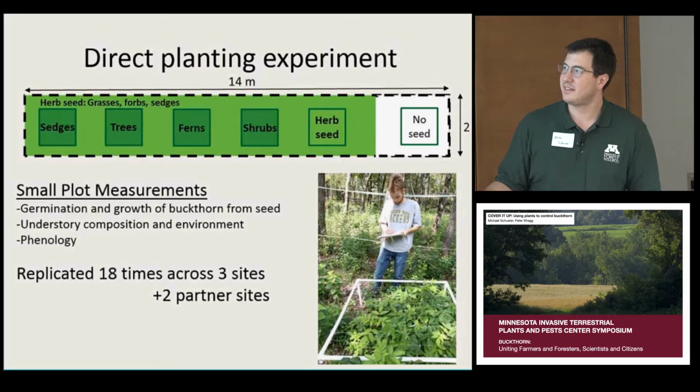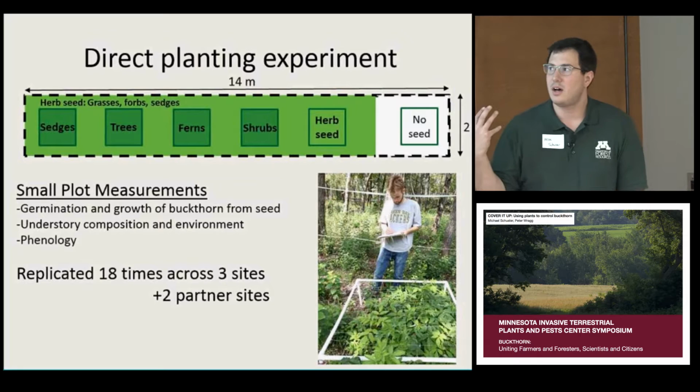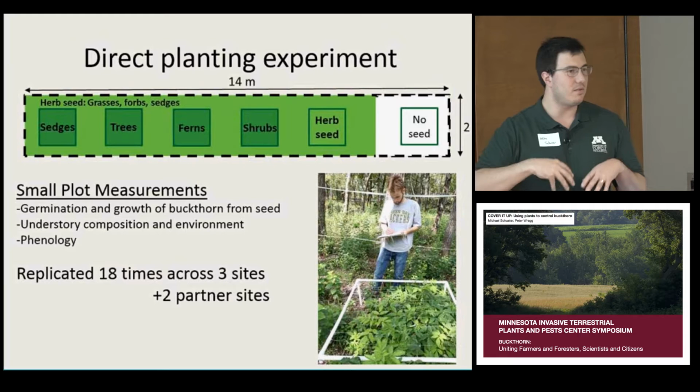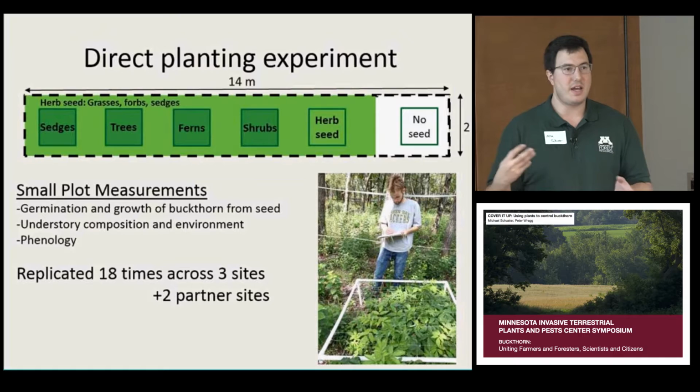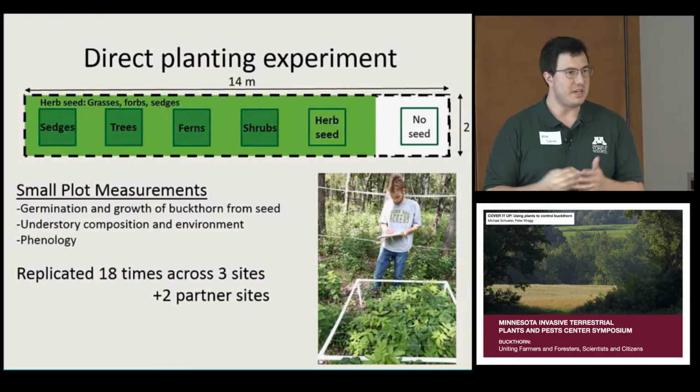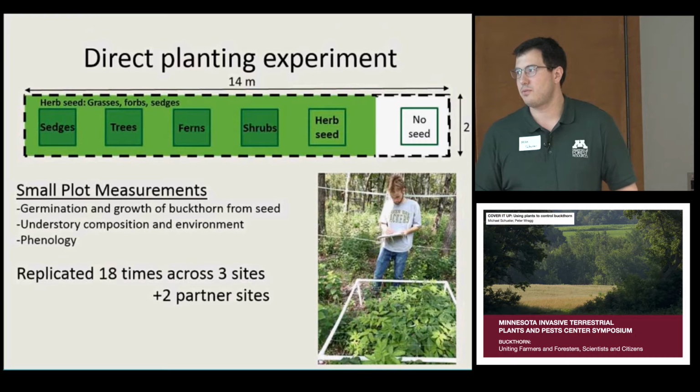Within those small plots, we're measuring germination and growth of buckthorn, the understory composition and environment, and also phenology, because we expect that the timing of leaf events for these species in these small plots is going to have some significant impact on buckthorn, which, again, basically just stays green forever. And this is replicated 18 times across three sites. And then we also have two partner sites that are running modified versions of this experiment.